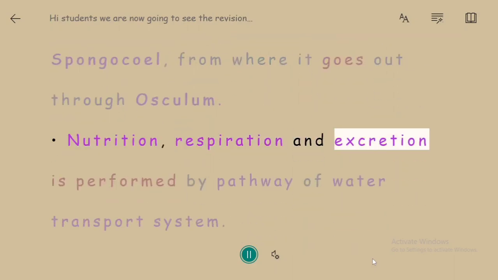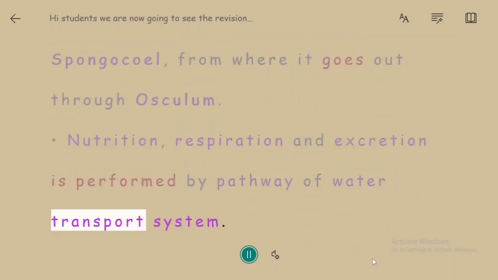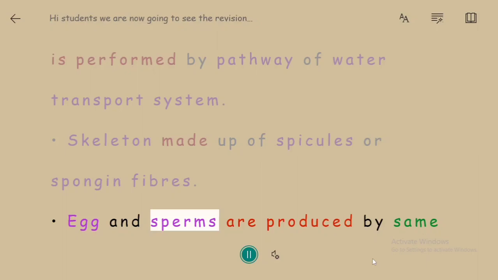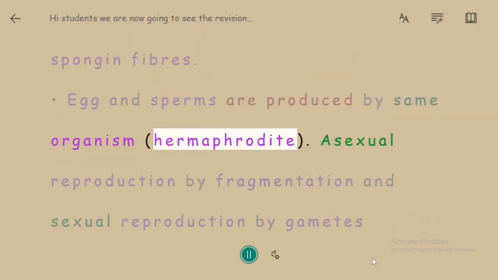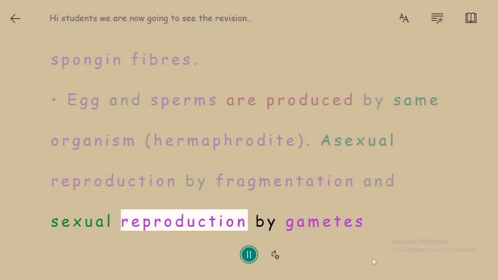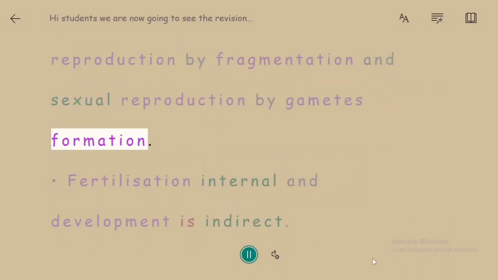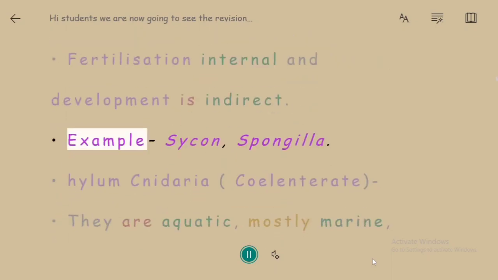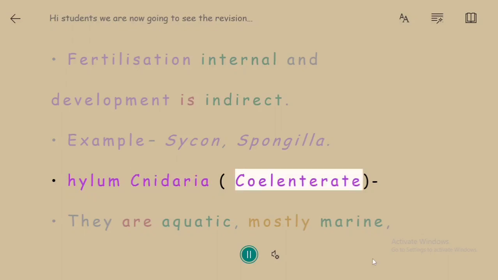Nutrition, respiration and excretion are performed by the pathway of the water transport system. Skeleton is made up of spicules or spongin fibers. Eggs and sperms are produced by the same organism; they are hermaphrodite. Asexual reproduction is by fragmentation and sexual reproduction by gamete formation. Fertilization is internal and development is indirect. Example, Sycon, Spongilla.